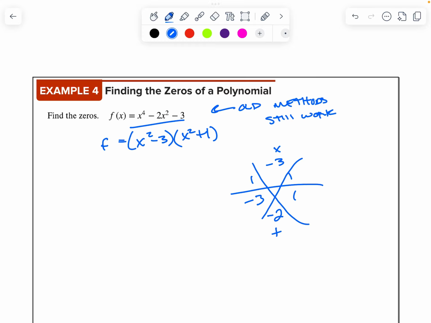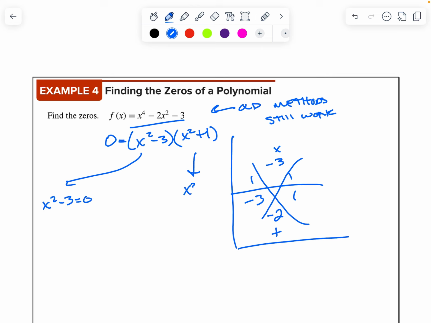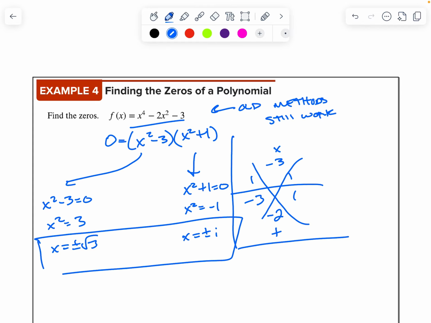If I ever have one that I can just straight up factor from the beginning, I absolutely want to do that. It saves you so much time as opposed to doing synthetic division over and over until you find one that works. All right, so now what I can do to find all 4 solutions is I can say x squared minus 3 equals 0, x squared plus 1 equals 0, and so x squared equals 3, and so x equals plus or minus square root of 3 once I do the square root on both sides. X squared equals -1, x equals plus or minus i once I do the square root on both sides, and that's 4 solutions right there. That's all 4 of my solutions.